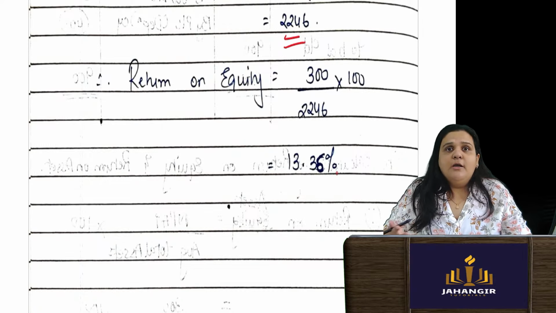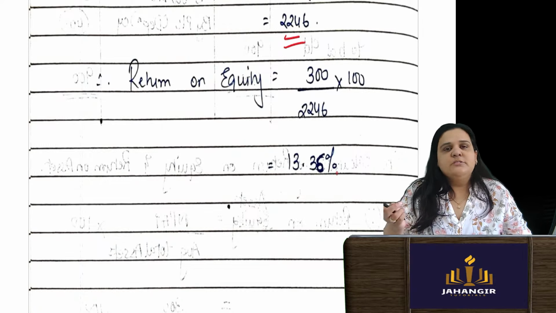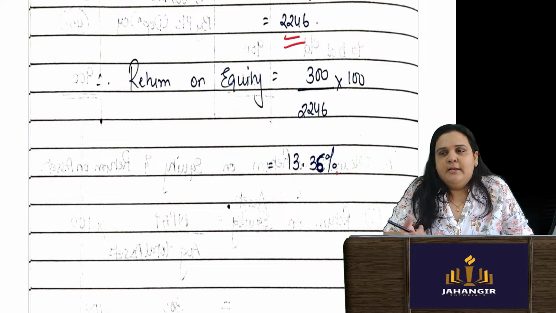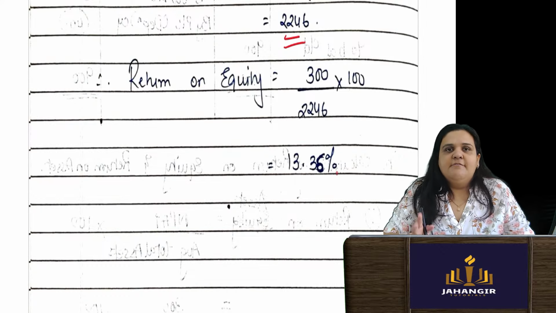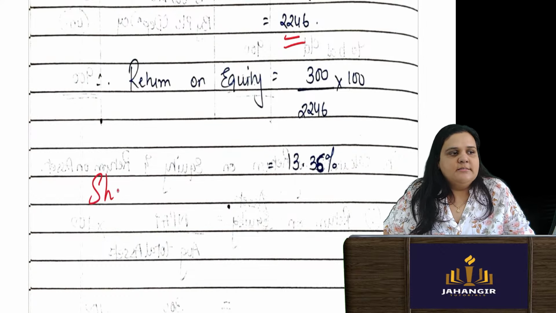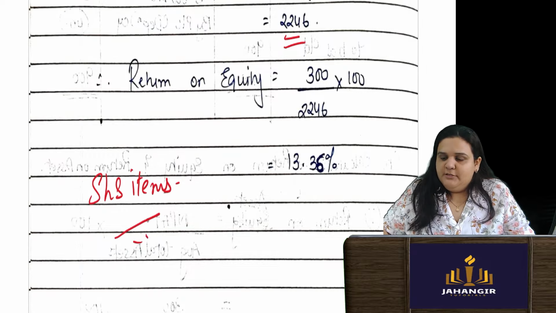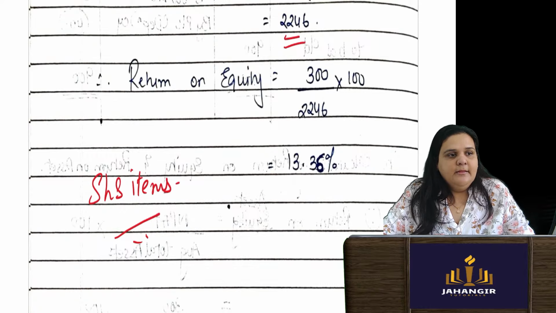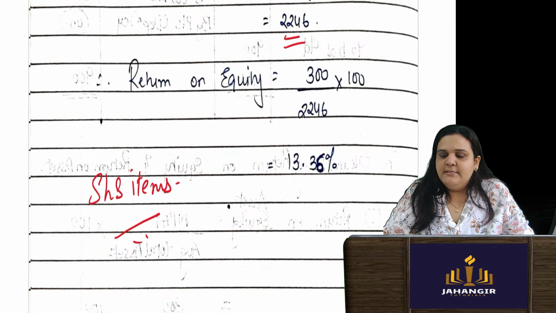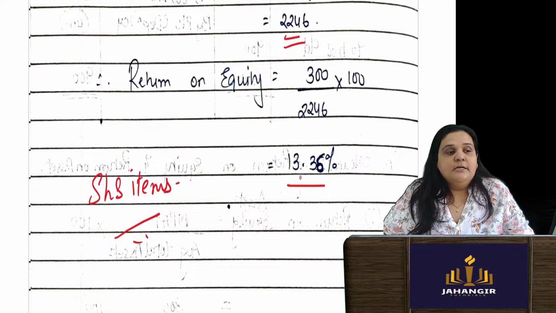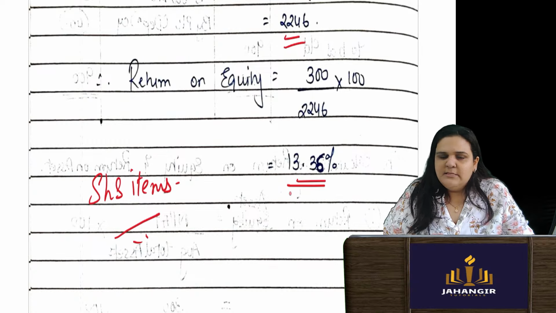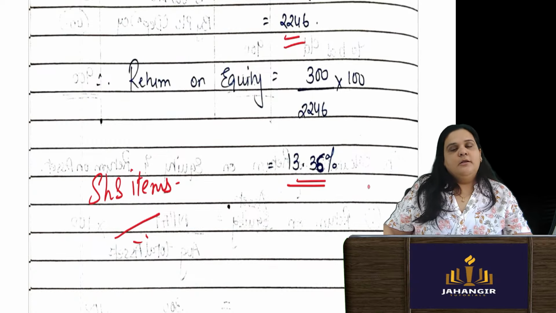If they had not given me everything about opening and closing, I would have just taken the equity share capital, the securities premium, etc. Everything belonging to the shareholders' items. So 300 divided by 2246, that is 13.36% approximately return on equity.